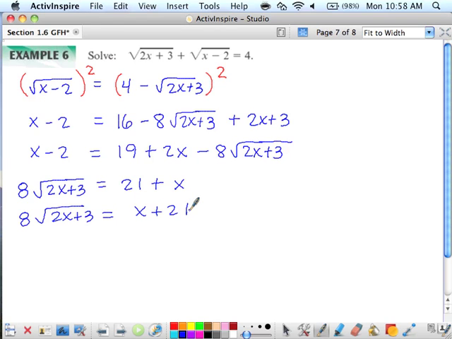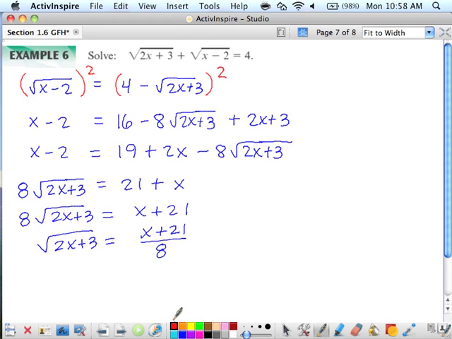Now at this point, technically, you could go ahead and square both sides, but how many of you want to divide both sides by 8? That's fine too. If we go ahead and divide both sides by 8, we get square root of 2x plus 3 equals x plus 21 all over 8. Don't let that scare you too much. Looks weird, but just leave it there. Everything's going to work out okay in the end.